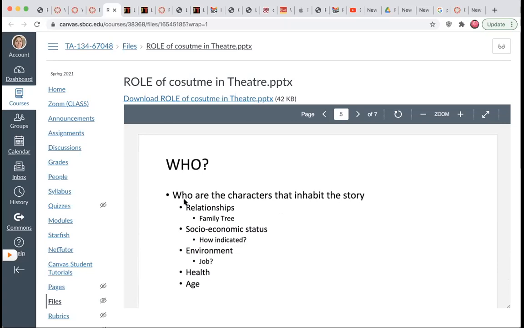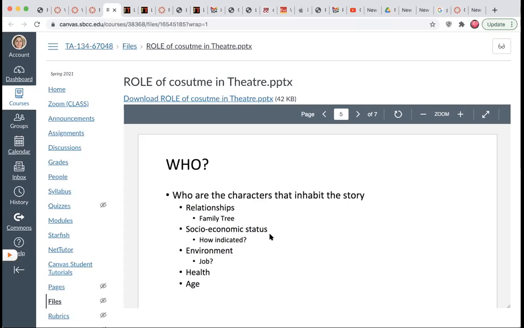Who are they? We talked a little bit about the characters that inhabit the story. So we know that Andy is connected to Dorothy. We know that Nick and Nora are part of a family tree. Sometimes I actually draw out a family tree to try and track who belongs to whom.